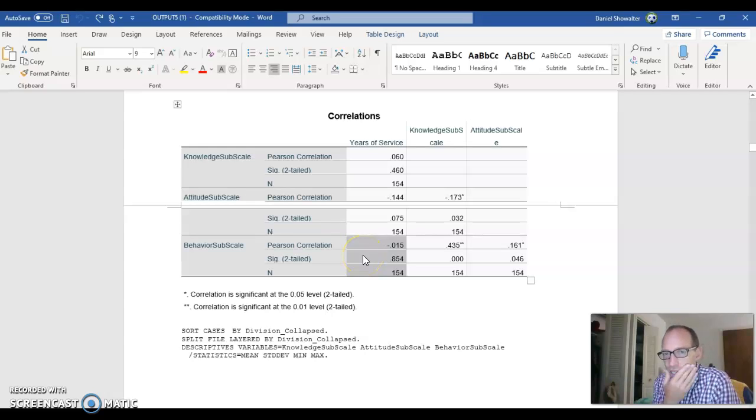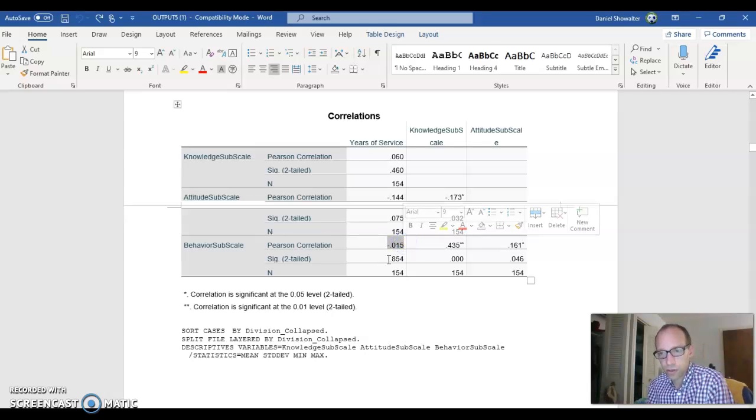What does that mean? Well, not a lot. It looks like there's really not much correlation at all. It's certainly not statistically significant. It's not anywhere close to that 0.05 cutoff level. But it is negative. So how would you interpret a negative? The more years of service a respondent had in your survey, the lower they tended to score on the behavior subscale. But that was a slight difference.